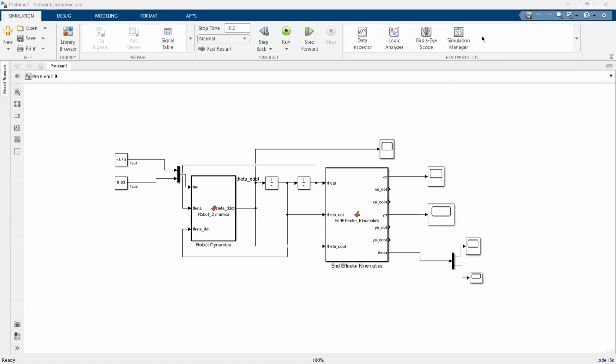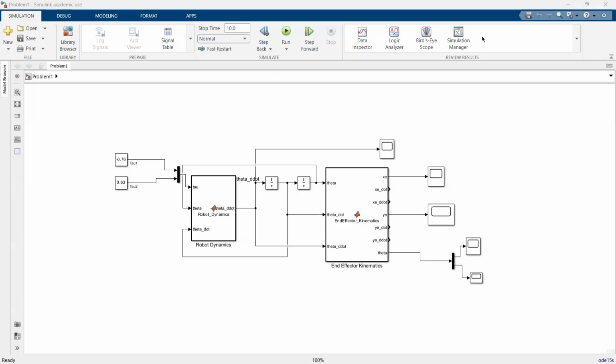These torques are sent to the robot dynamics block, which represents the physical model of the robot, and the block uses the dynamic equation of the manipulator to calculate the joint accelerations. Next, the accelerations are integrated to obtain joint velocities and integrated again to obtain the joint angles theta 1 and theta 2. The joint angles and velocities are then fed back to the dynamics block, because the robot parameters change with the robot configuration during motion.